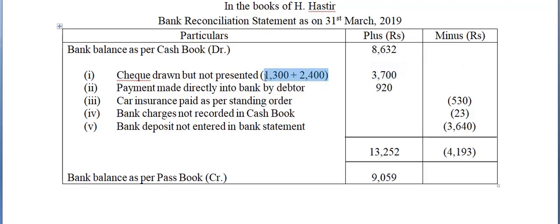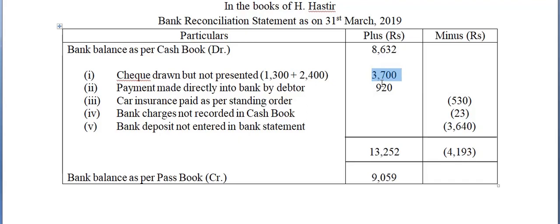Why are we adding these two items? Because you had issued two checks, one to G Gupta for rupees 1,300 and one to A Apte for rupees 2,400. Both these checks have not been presented for payment till this date, 31st March 2019. When you are comparing the cash book and the passbook, you found some differences. So the checks were issued but not presented for payment. So you will plus the item because the money has not been subtracted from your bank account.